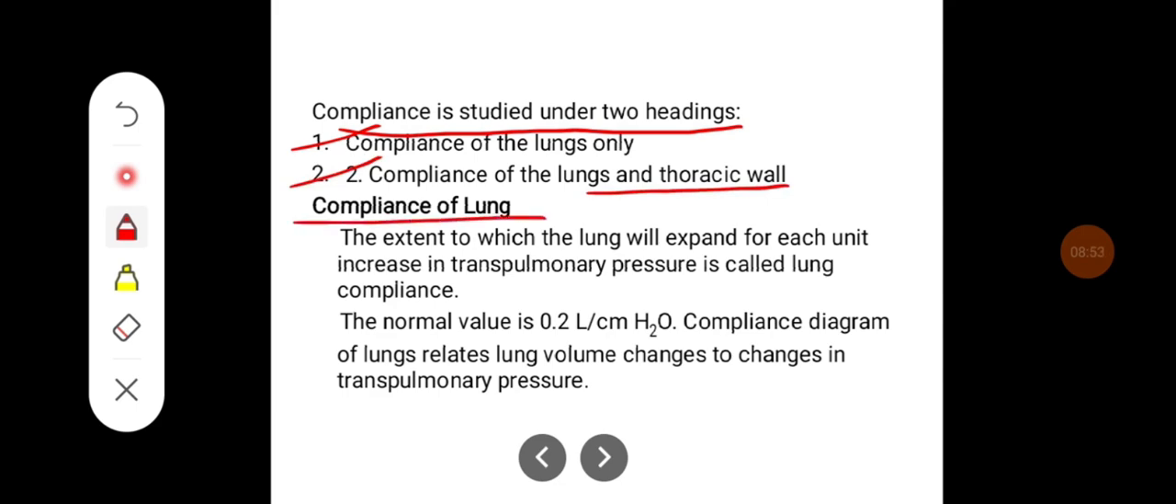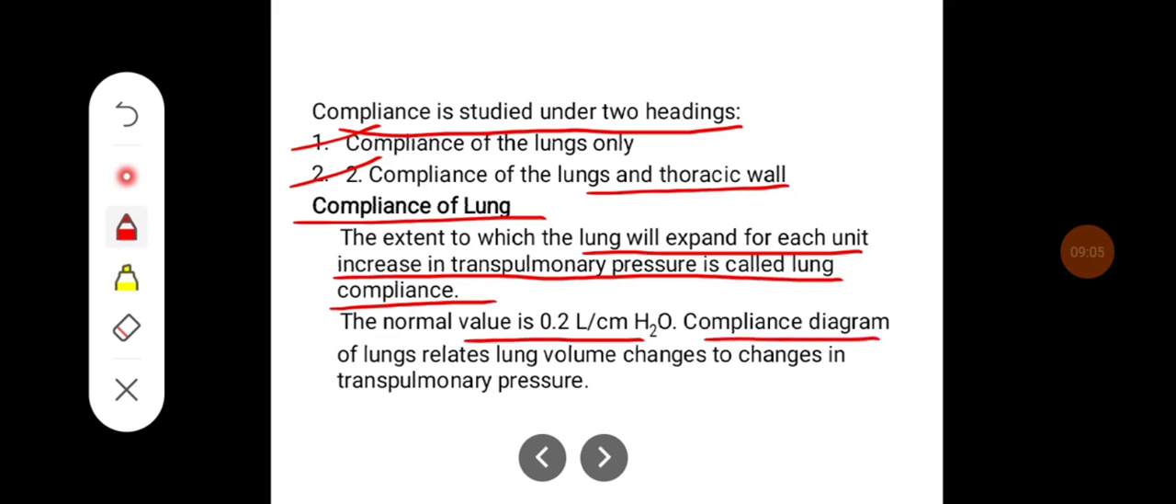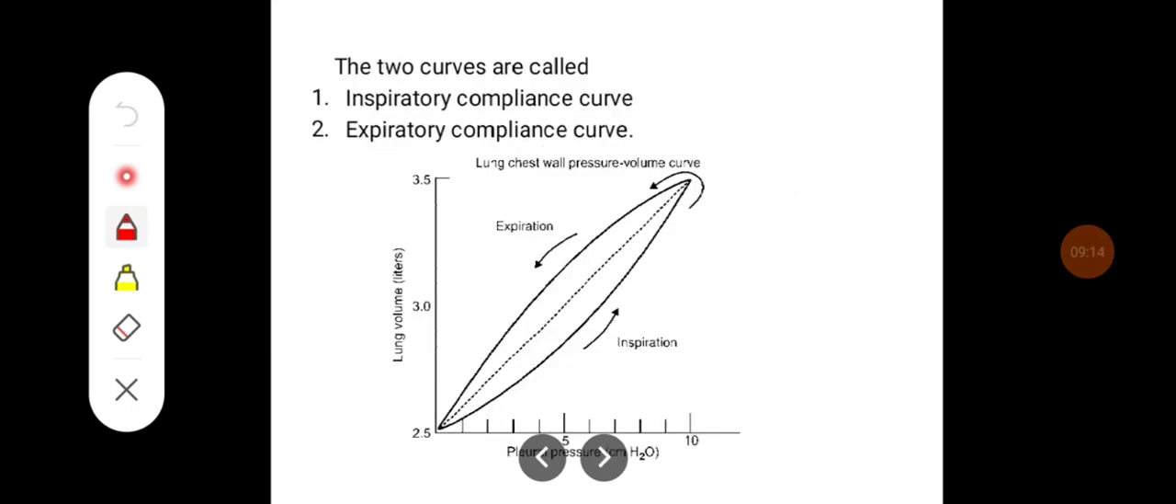Compliance of the lung. The extent to which the lung will expand for each unit increase in transpulmonary pressure is called lung compliance. The normal value is 0.2 liters per centimeter of water. The compliance diagram of the lung relates lung volume changes to changes in transpulmonary pressure. So there are two curves in this diagram: the inspiratory compliance curve and the expiratory compliance curve.